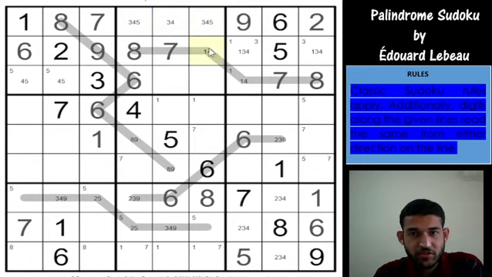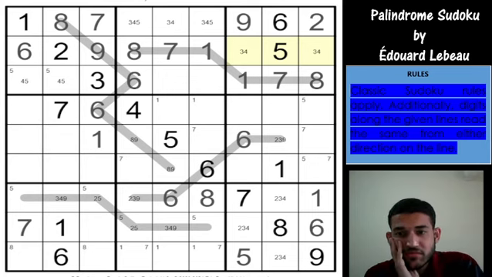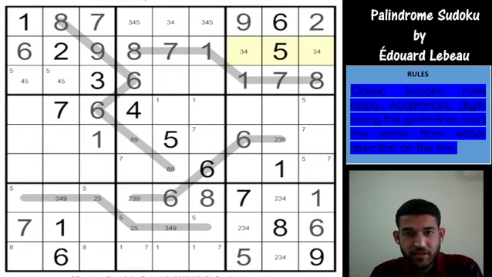5 is ruled out here, so this is 1 now because of 3 4 being here. So this is 1, that's 1, so this becomes a 3 4. And we can complete this box. This becomes 2 9.